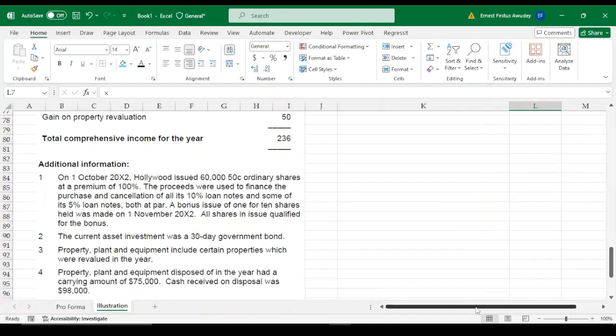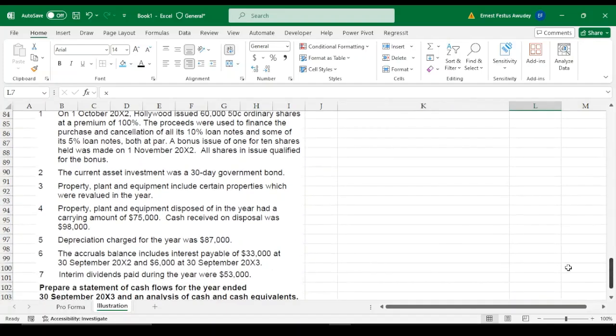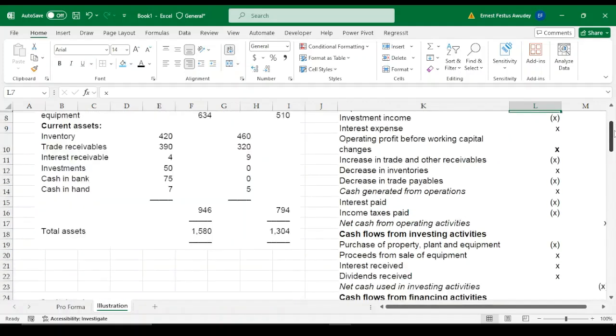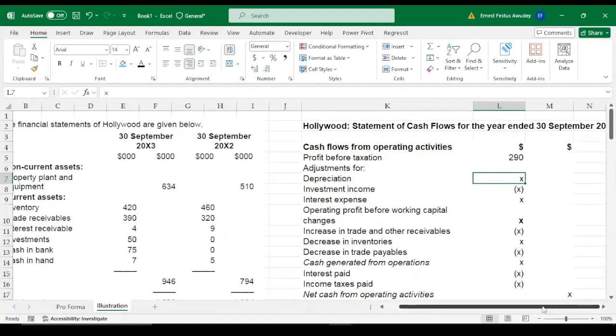That is actually note 5. Depreciation charge for the year was 87,000. So we are going to adjust for the depreciation. Now, depreciation was subtracted to get our profit before taxation, so you are going to add it back. The reason why you are adding it back is because it is a non-cash item.